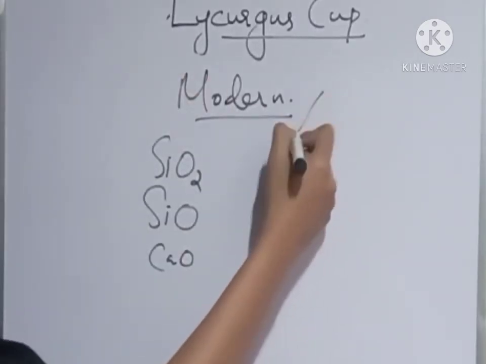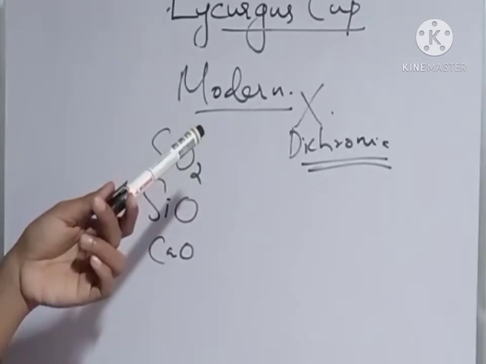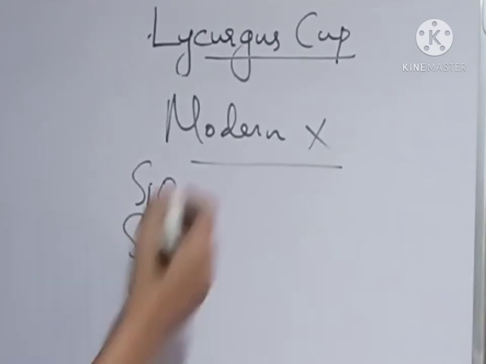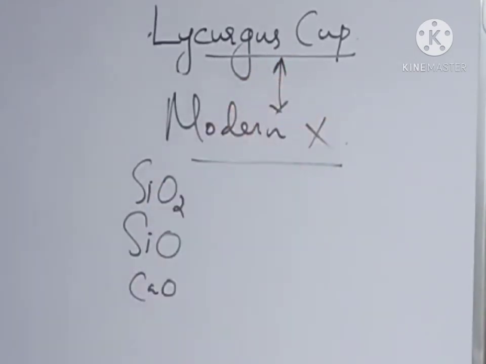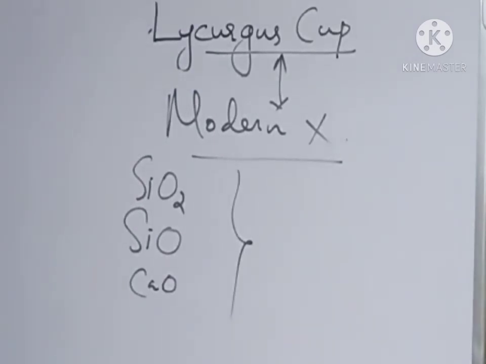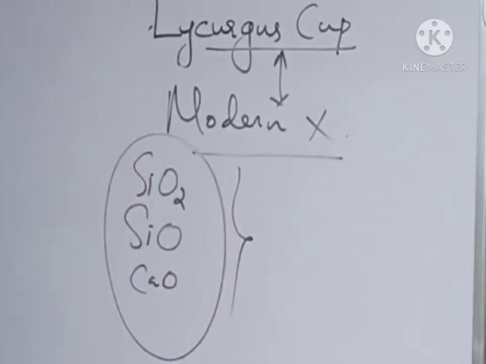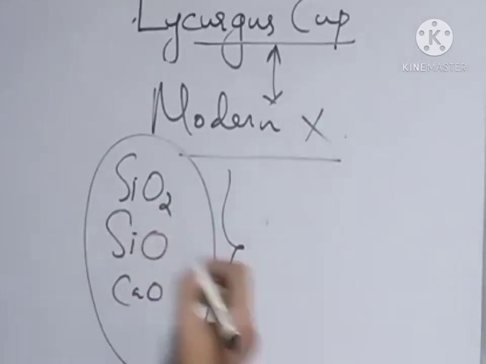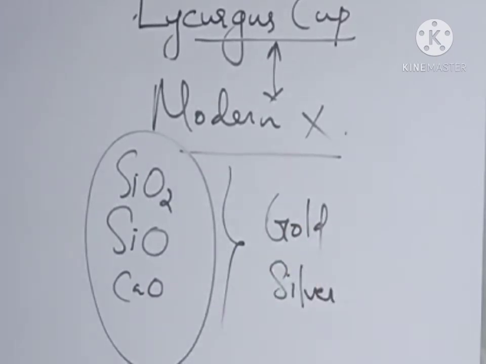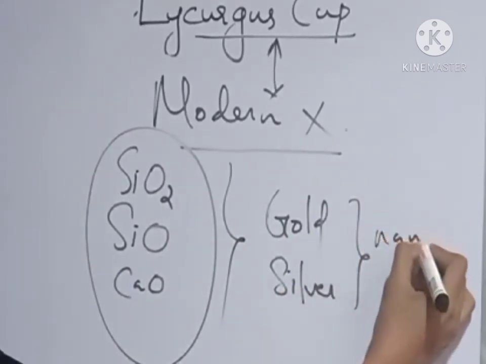But modern glass does not show the dichroic property. The dichroic property is not shown by modern glass materials. So what may be the difference between modern glass materials and the Lycurgus cup? After many studies, scientists concluded that there may be a small amount of gold and silver particles in it, and these gold and silver particles are present in the nanoscale range.